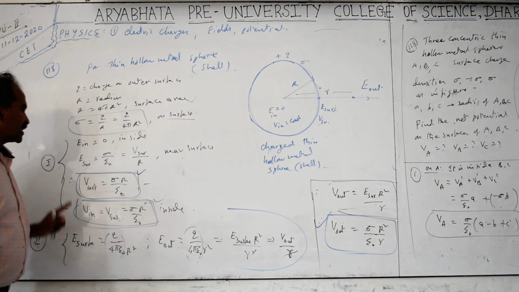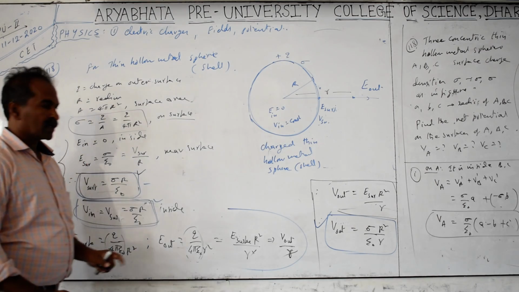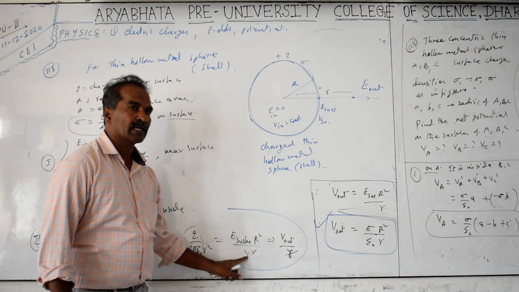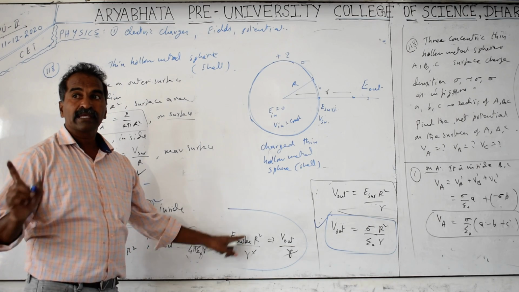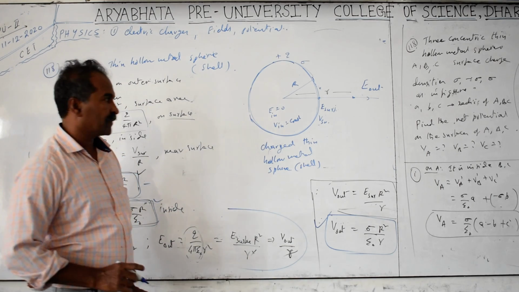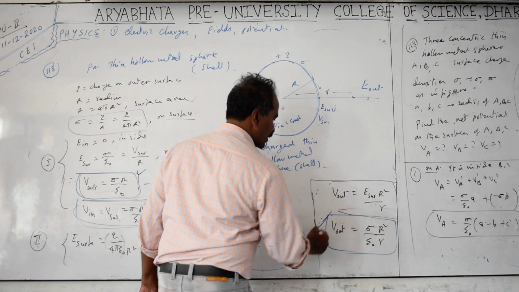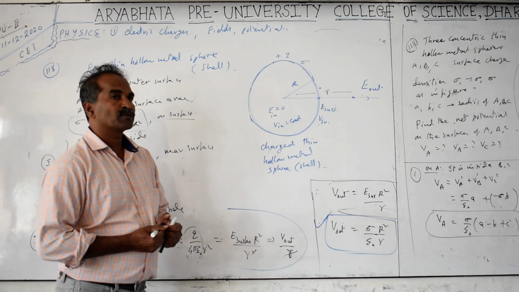Sigma is the surface charge density. E surface is equal to sigma by epsilon. So what we get is V out equal to sigma by epsilon into R square by r, where small r is the distance from the center and capital R is the radius, outside the domain. So V out becomes equal to E surface. This is the relation: V out equals sigma into R square by epsilon into r.